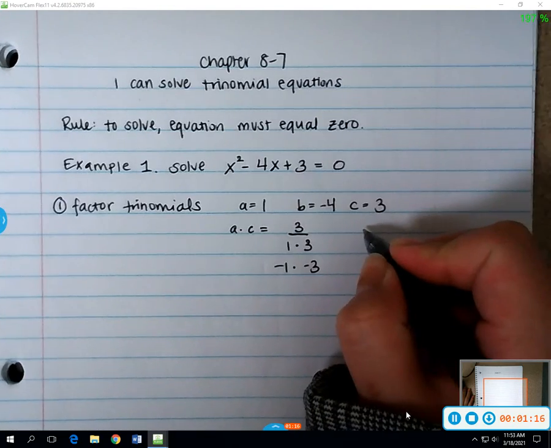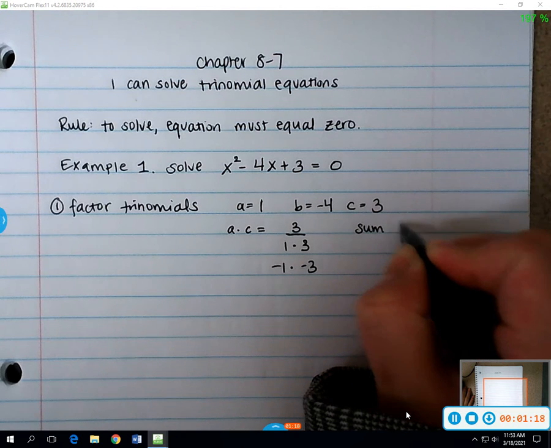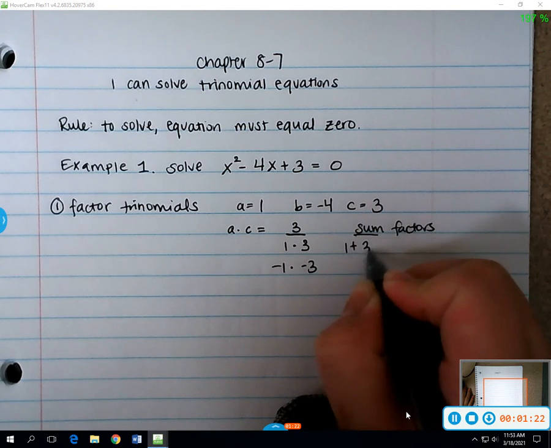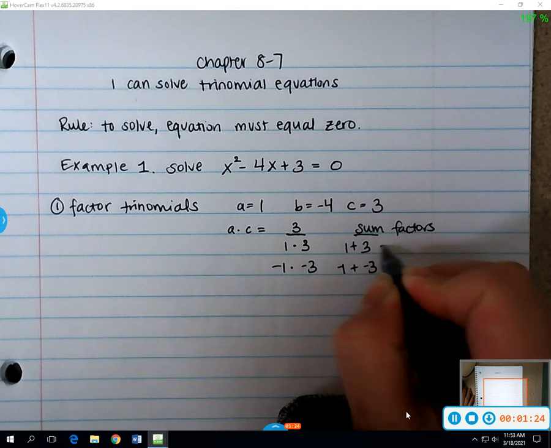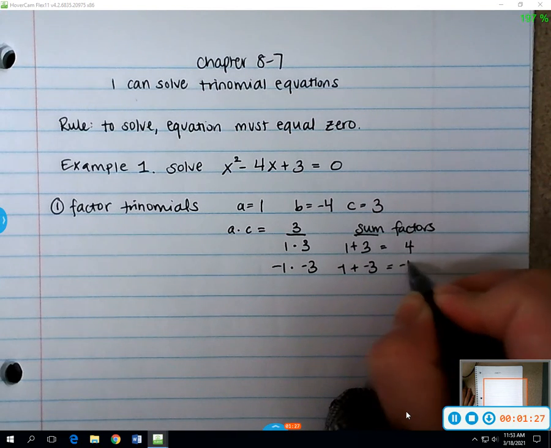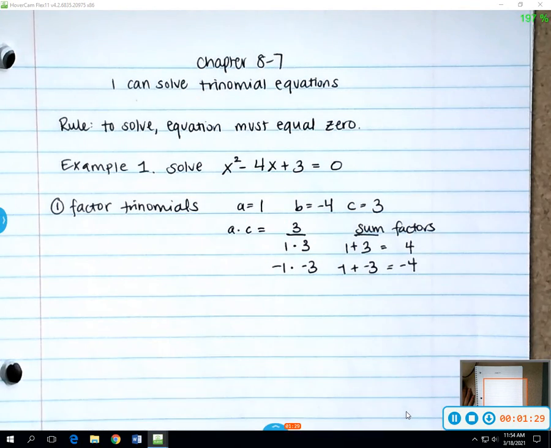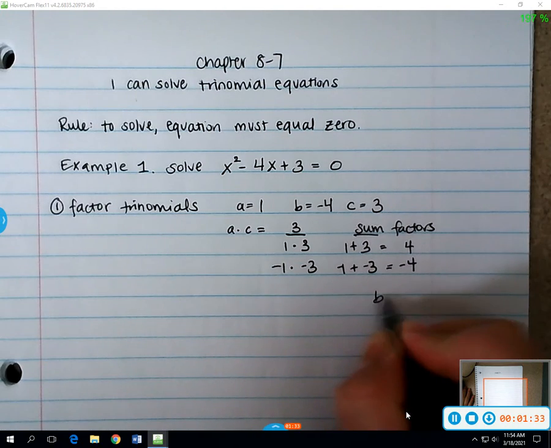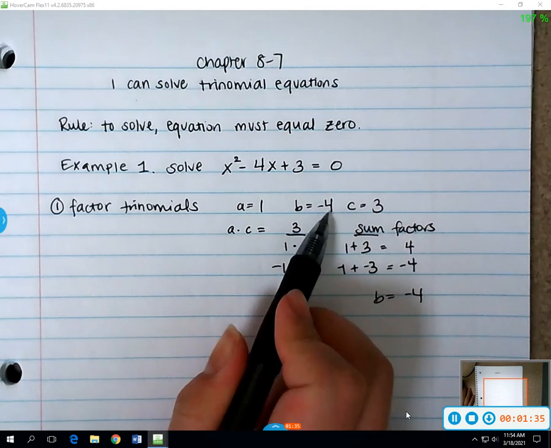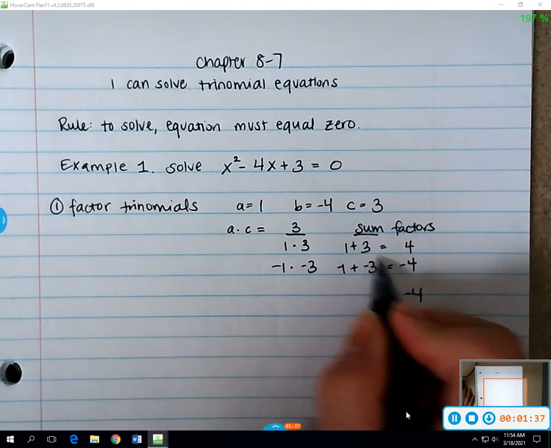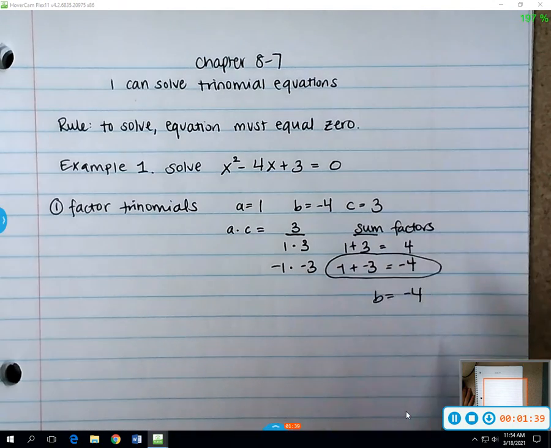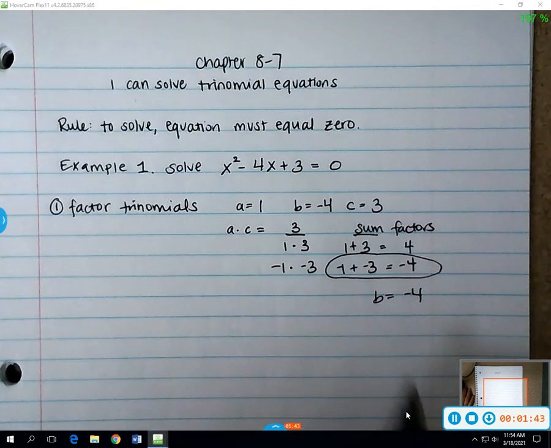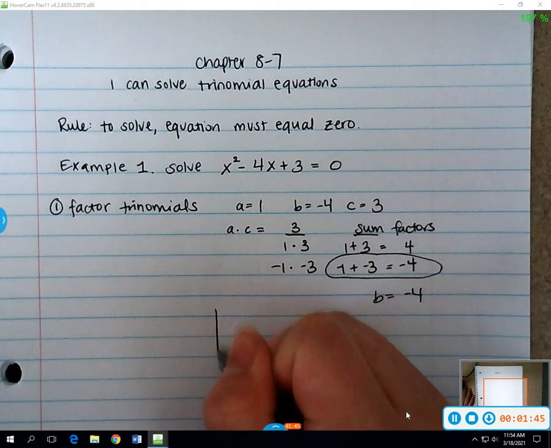Now we need to take the sum of our factors. So we're going to add them together. We're going to add 1 plus 3 and -1 plus -3 to get our sums. Remember, our sum always needs to equal the b value. So in this case, b is -4. We listed this earlier. And so these are the factors that we would want to use. These correctly add up to -4. So I'm going to use these factors in our box over here.